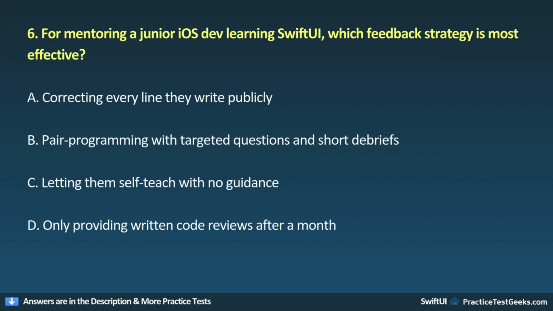6. For mentoring a junior iOS dev learning SwiftUI, which feedback strategy is most effective? A. Correcting every line they write publicly. B. Pair programming with targeted questions and short debriefs. C. Letting them self-teach with no guidance. D. Only providing written code reviews after a month.